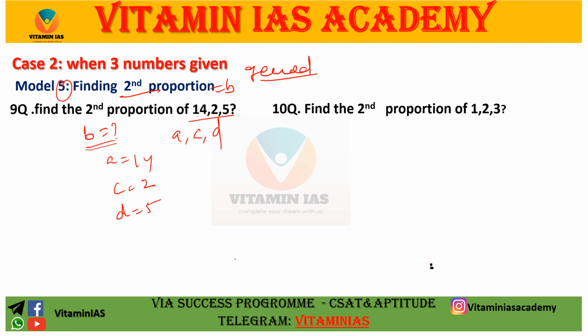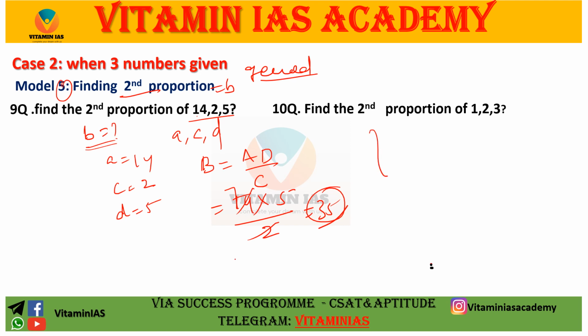What is the B value? B value is equal to AD by C. A is 14, and D is 5, by C which is 2. So here you will easily get 35 as the answer. Same like that, try for it.